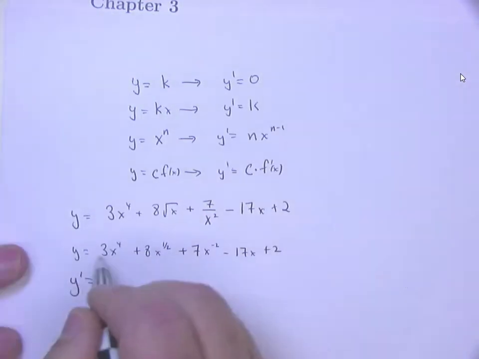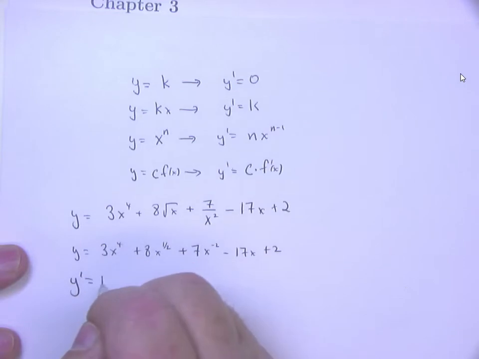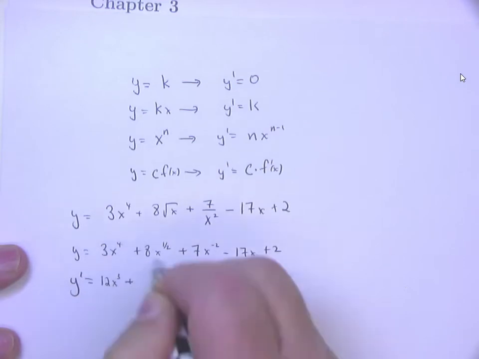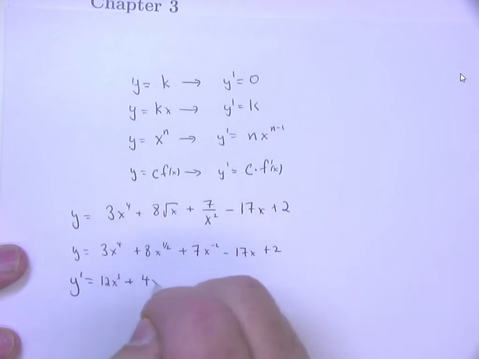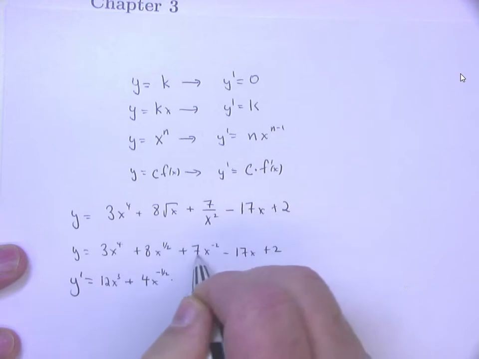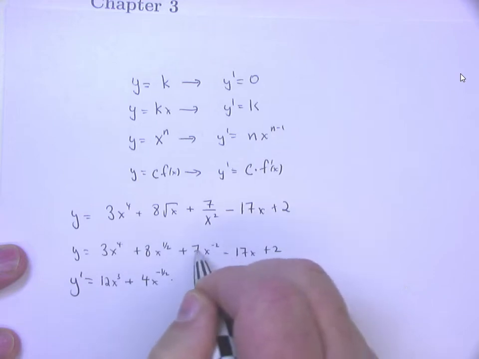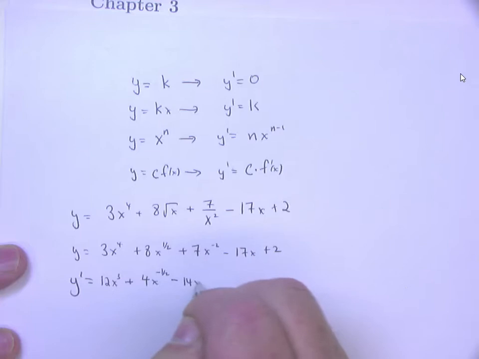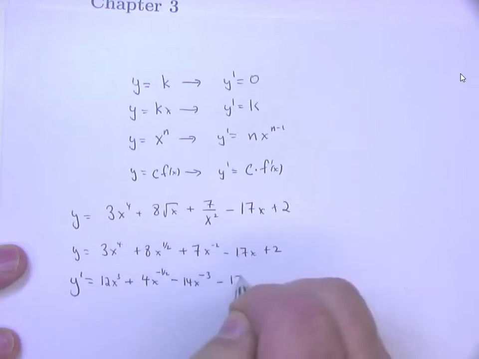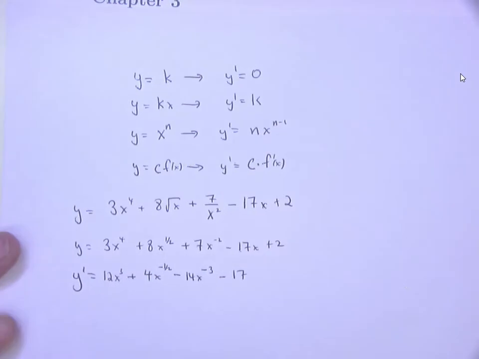What's the derivative of 3x to the fourth? Well, 4 times 3 is 12x cubed, plus the derivative of 8x to the half. A half times 8 is 4x, and subtract 1, you get negative a half. The derivative of 7x to the negative 2: negative 2 times 7 is negative 14x, and subtract 1 gives you negative 3. Minus the derivative of 17x, which is 17, and the derivative of the constant 2 by itself is 0.